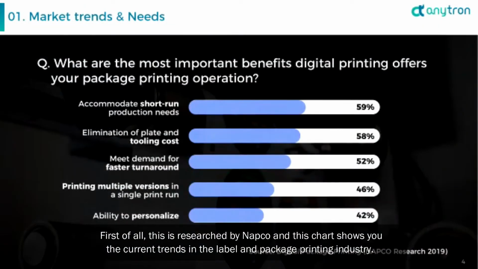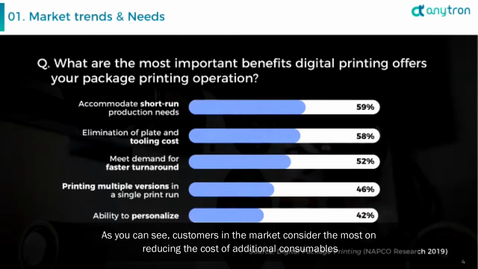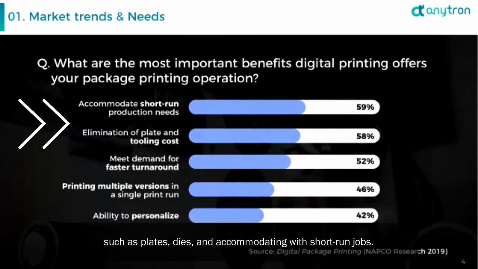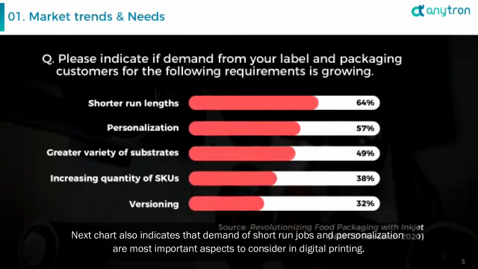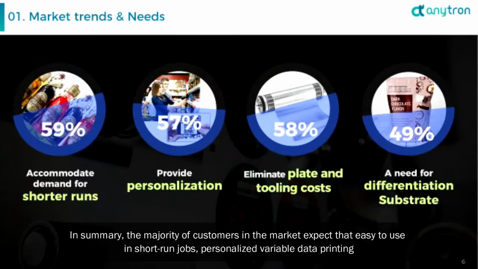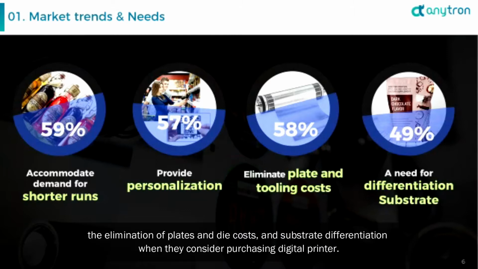AnyJet 2. First of all, this is researched by NAPCO. And this chart shows you the current trends in the label and package printing industry. As you can see, customers in the market consider the most on reducing the cost of additional consumables, such as plates, dies, and accommodating with short-run jobs. Next chart also indicates that demand of short-run jobs and personalization are the most important aspects to consider in digital printing. In summary, the majority of customers in the market expect easy-to-use and short-run jobs, personalized variable data printing, the elimination of plates and die costs, and substrate differentiation when they consider purchasing a digital printer.